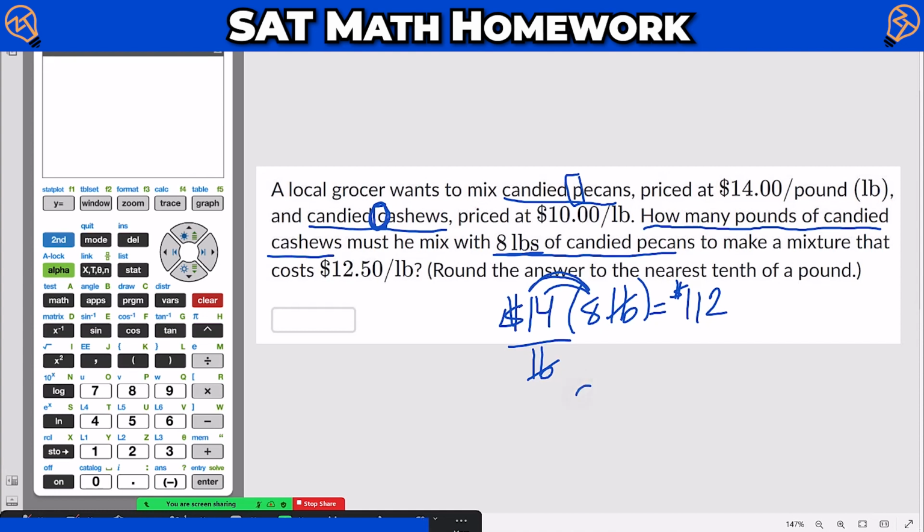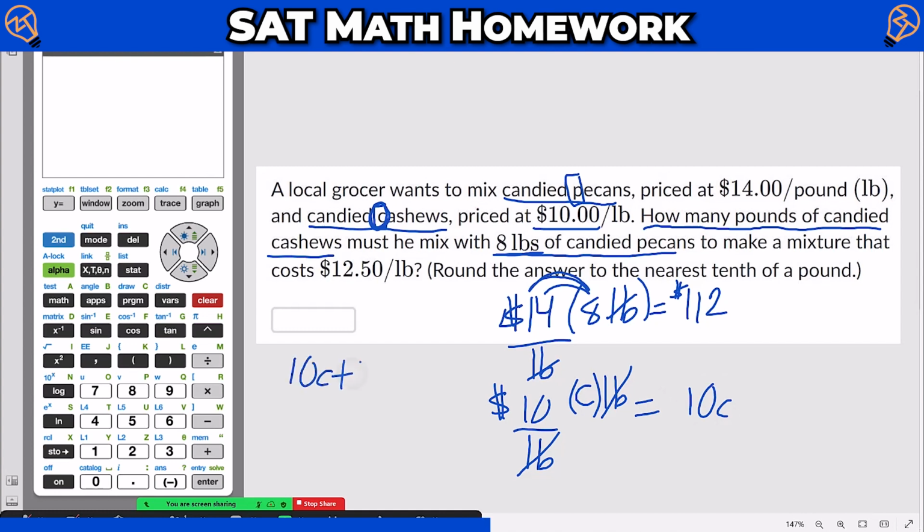So if we say, well, there's C pounds of cashews, which we don't know what C is, and those are priced at $10 per pound, by multiplying those, we will get the price for those cashews. So 10C plus 112, that represents the total price. So maybe I'll put T for total or P for price, either one.